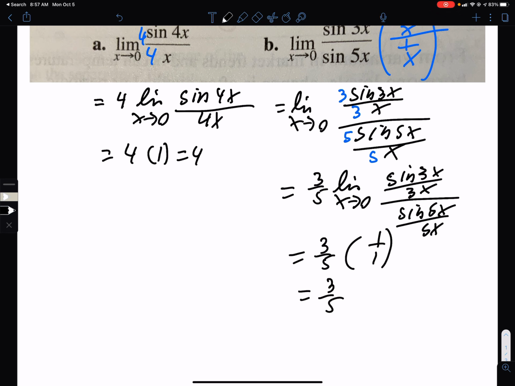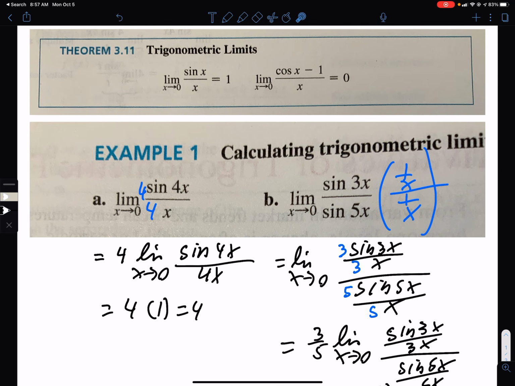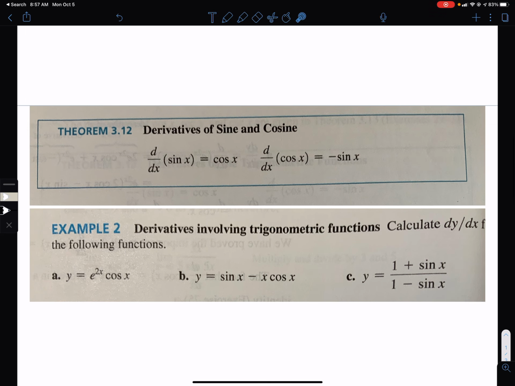A little tricky, but just learning that just because that and that both approach 0, shouldn't it be 1? No, they have to approach 0 in the same way, so I have to get them the same. So that's what's happening there.